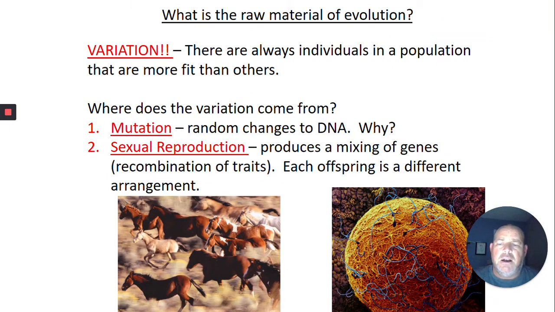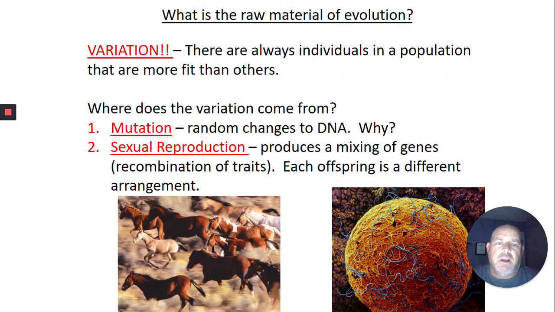So mutation is definitely going to be a way to get variation, right? Random changes to DNA. And why do those happen? Because sometimes the mechanisms that copy DNA don't always work. That's the simple answer. We'll get to more of that in genetics and really look at why things like that happen, but that's not really for now.